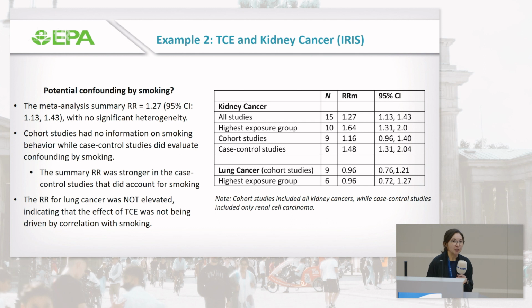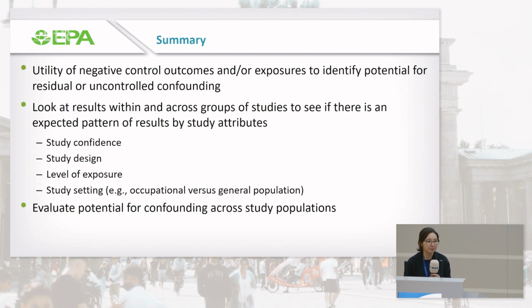And a different strategy for trying to get at this potential for confounding by smoking was to look at lung cancer. So again, the cancer of interest for this particular question is kidney cancer, but you might expect that if TCE is associated with smoking, and that is driving the association with kidney cancer, then TCE would act similarly to smoking for lung cancer as well, which is, again, a known association between smoking and lung cancer. However, that wasn't the case. We saw that the relative risk for lung cancer was actually close to the null and not significant, so this gave us more confidence that smoking, again, was not driving that association.